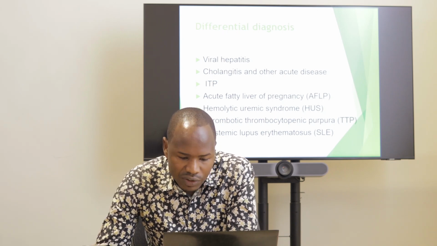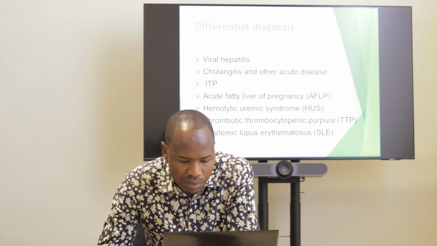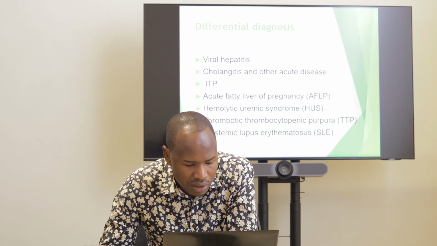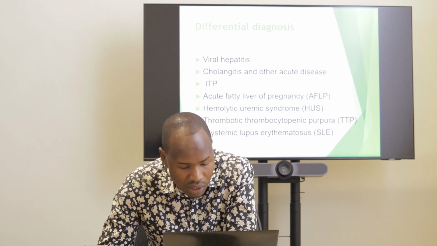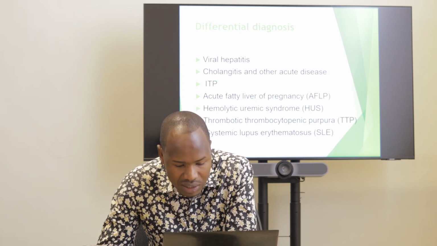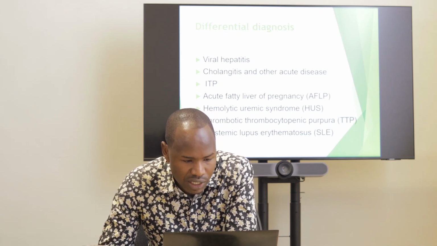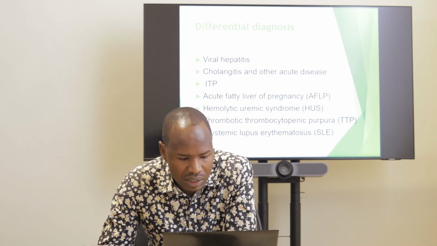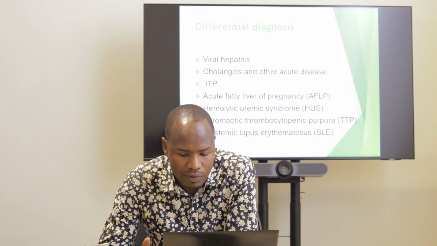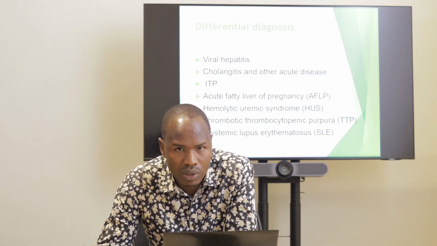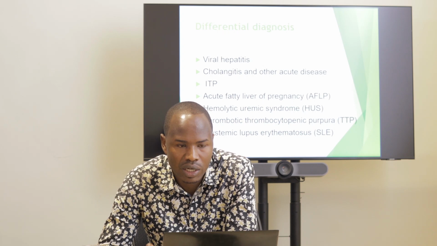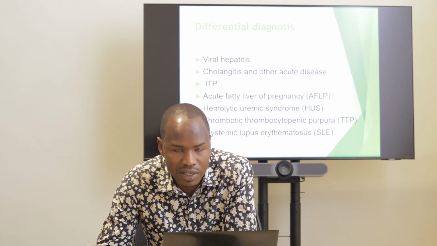It can be also acute fatty liver of pregnancy, hemolytic uremic syndrome, thrombotic thrombocytopenic purpura, also systemic lupus erythematosus. Also, it can be one of the differential diagnoses, but it's better to start with features by relating them with pregnancy, so that you can sort what to start with first and then rule out the others later.